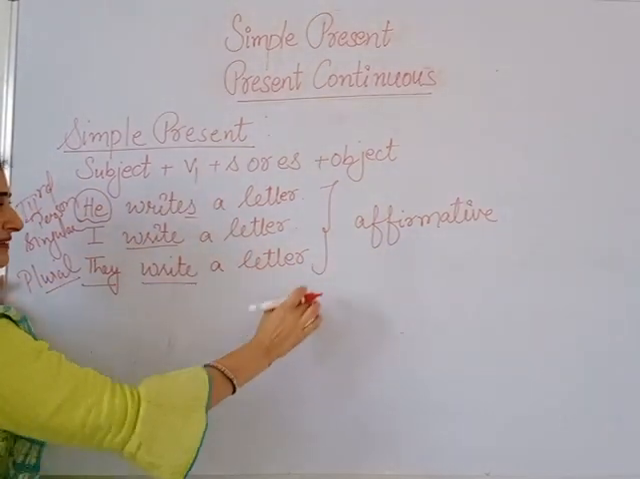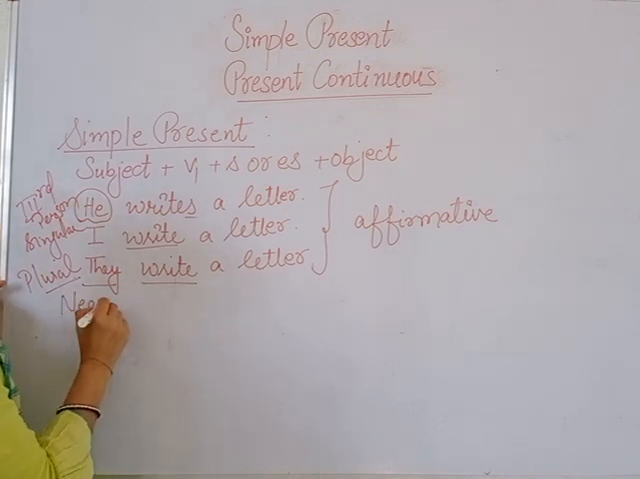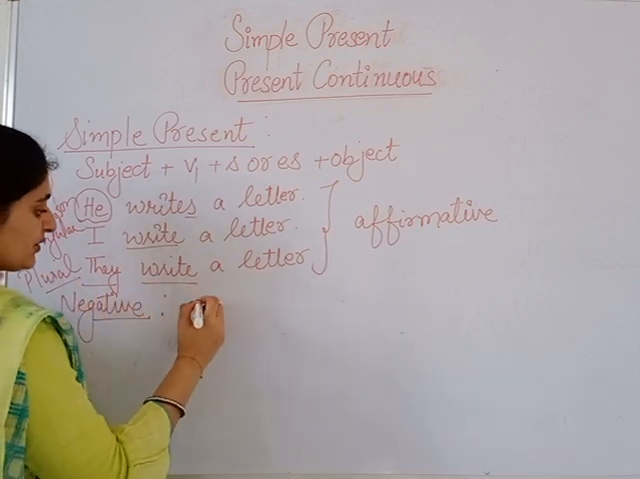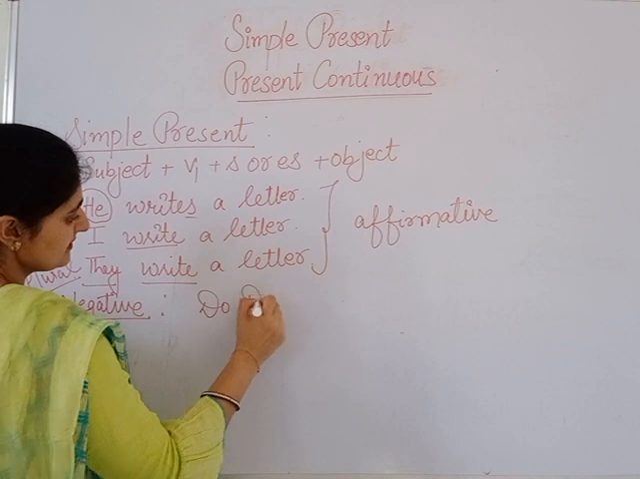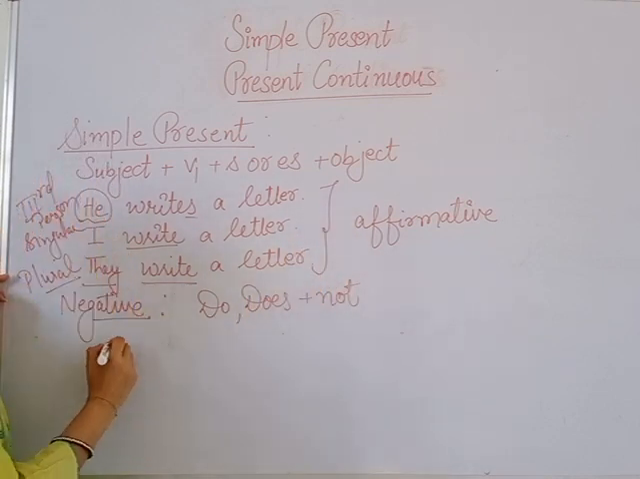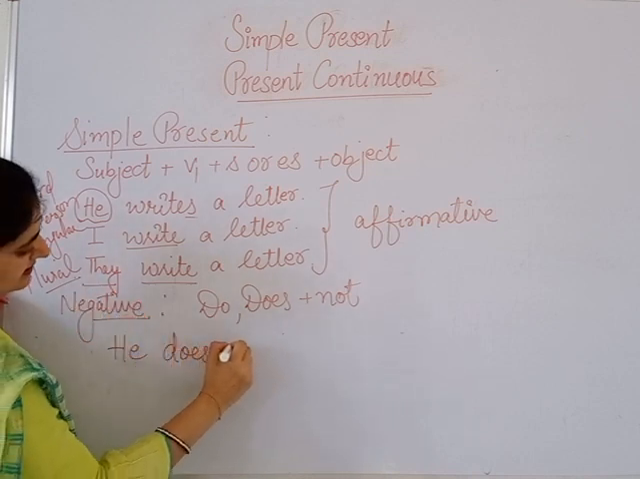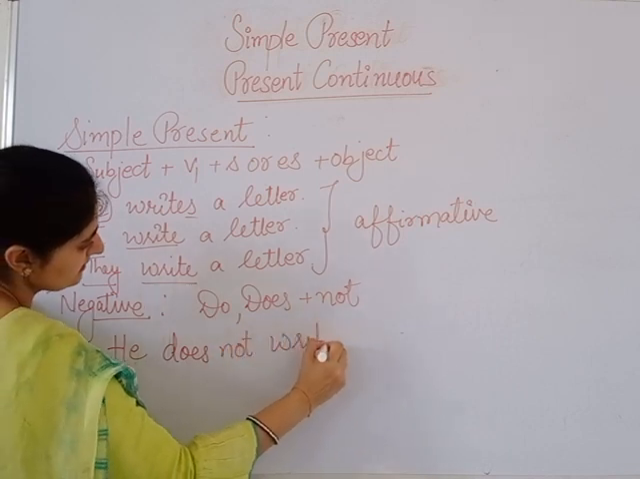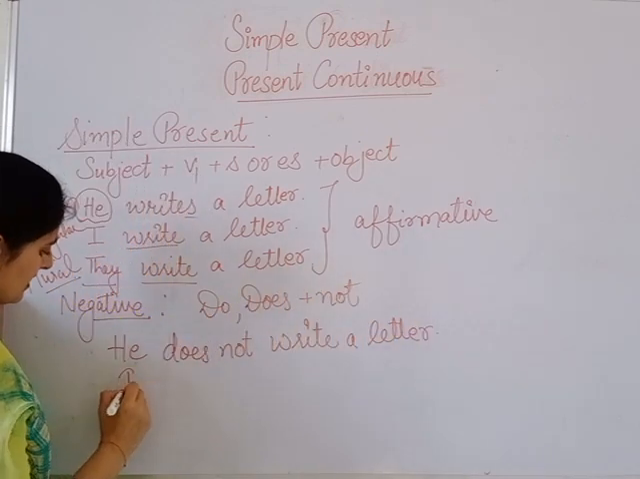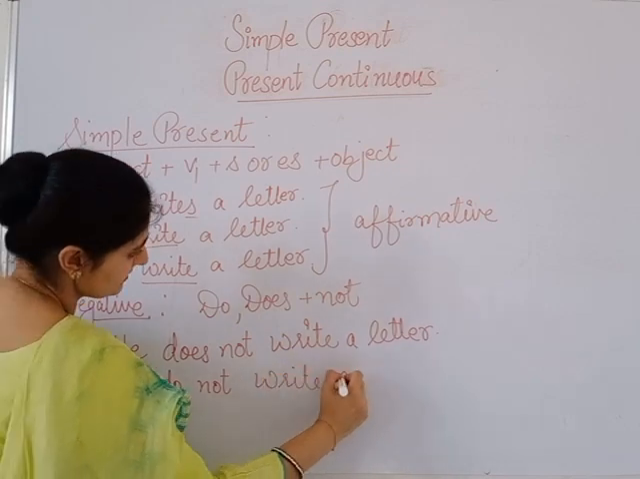If we have to turn these all three sentences into the negative structure, then what would be there? We will use two helping verbs, or we can say auxiliary verbs, that are do and does plus not. Okay. For example, the first sentence in its negative form would be, he does not write a letter. I do not write a letter.